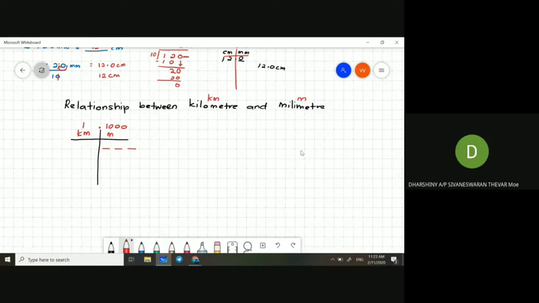Okay. Now you see the formula for kilometer and meter is 1 kilometer is equal to 1000 meter. When we convert kilometer to meter, we need to times 1000. From meter to kilometer, we need to divide 1000. You learn all these methods, but you apply which method you can understand more to solve your question.